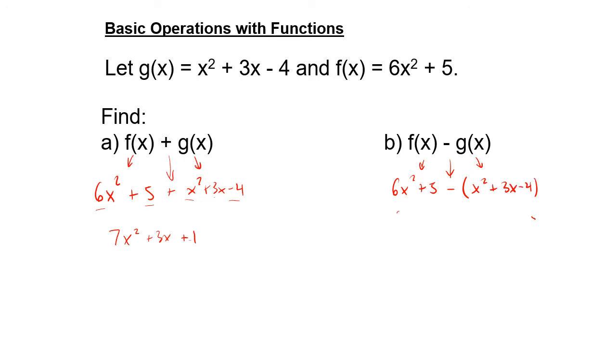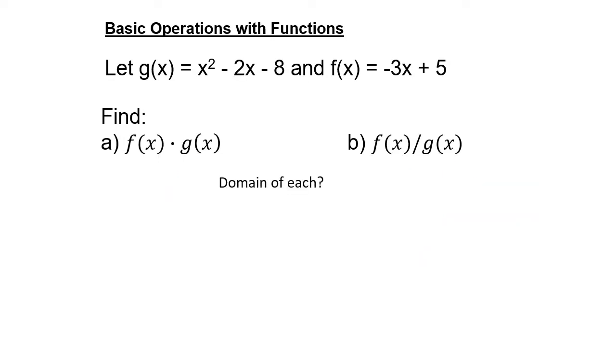Distribute the negative through now, we get 6x squared plus 5, minus x squared minus 3x plus 4. The negative distributes to everything, so combine like terms now. We have 5x squared, we have negative 3x, and we have a 5 plus a 4, plus 9. That would be f of x minus g of x.